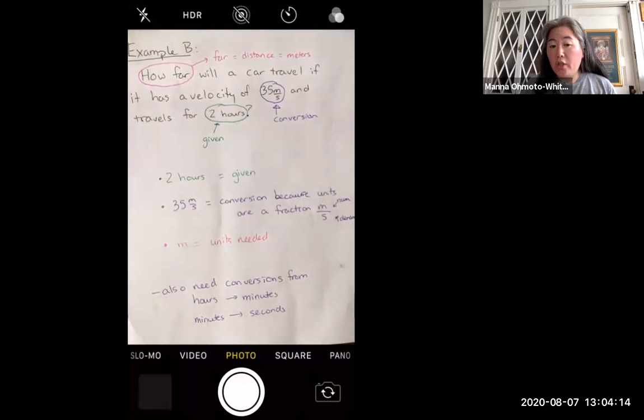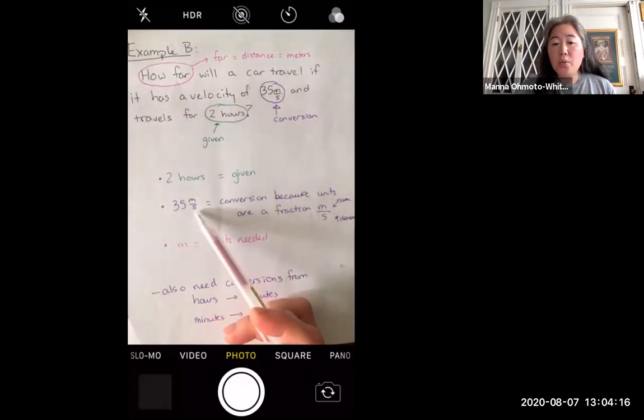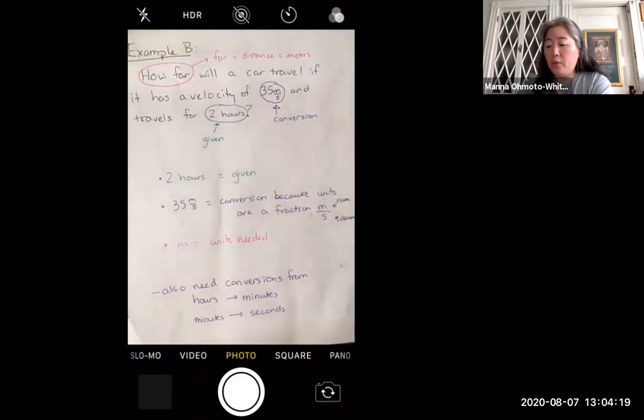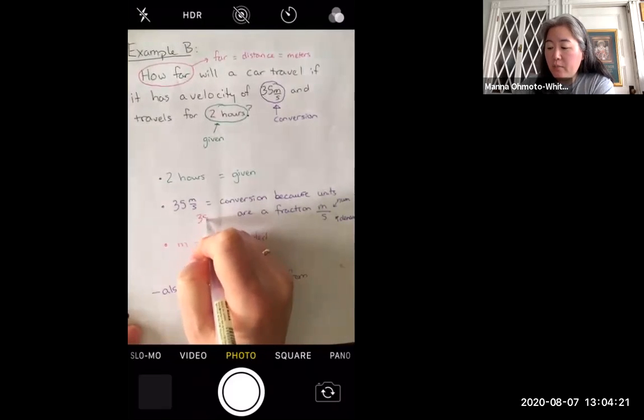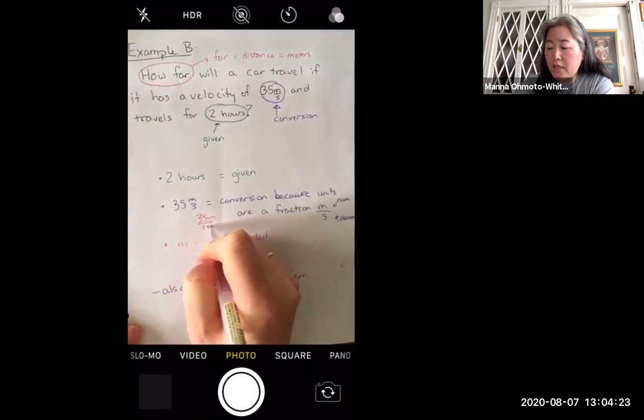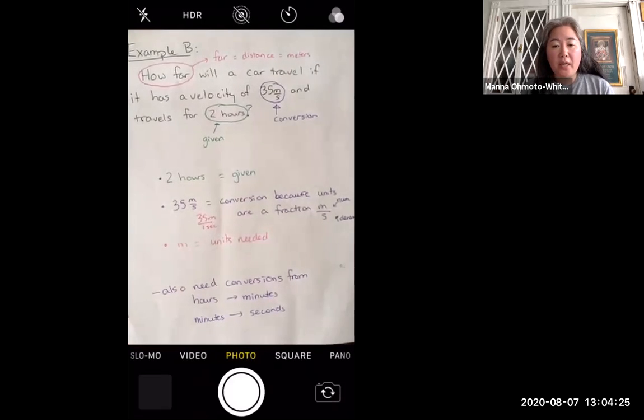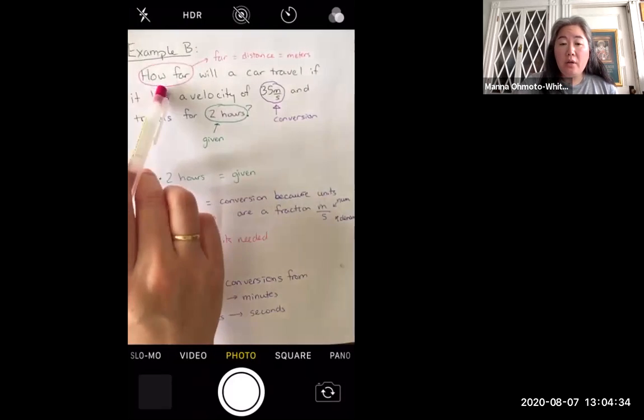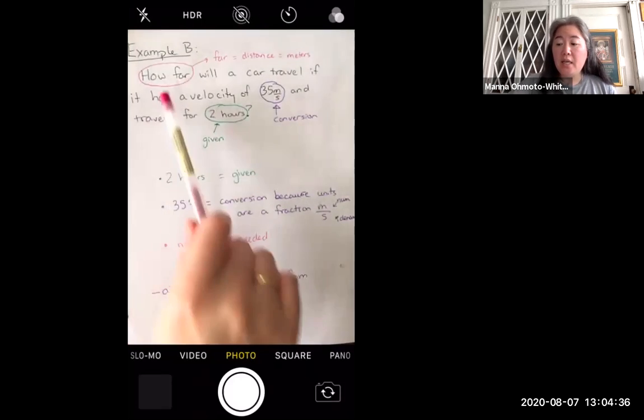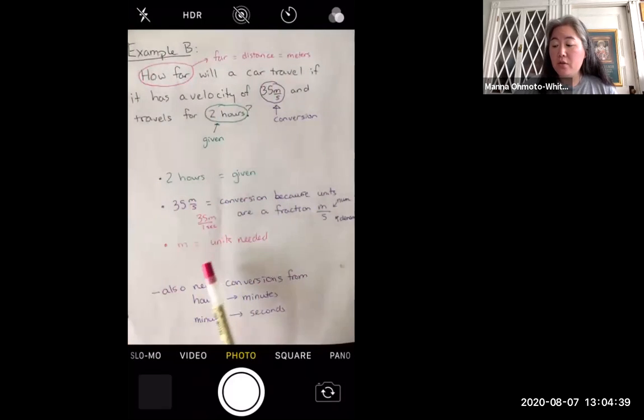So it may not look like a fraction, but because the units are in a fraction, really what this is saying is that this is 35 meters for every 1 second. When I put it that way, it makes it a little bit clearer that I have a fraction and that fraction is a conversion. So again, I have no numbers given with this implied unit of meters, so those are the units needed. 2 hours is the given because 35 meters per second is the conversion.